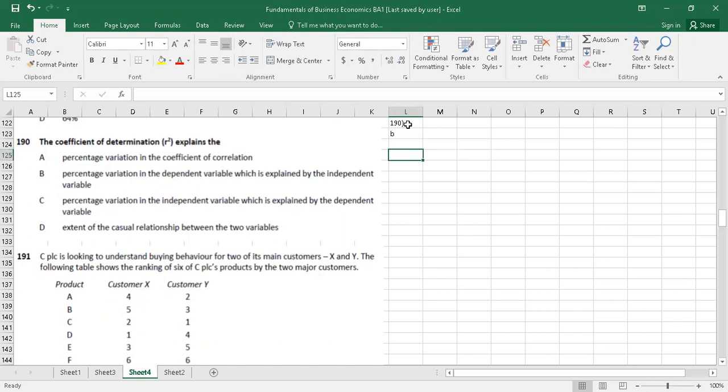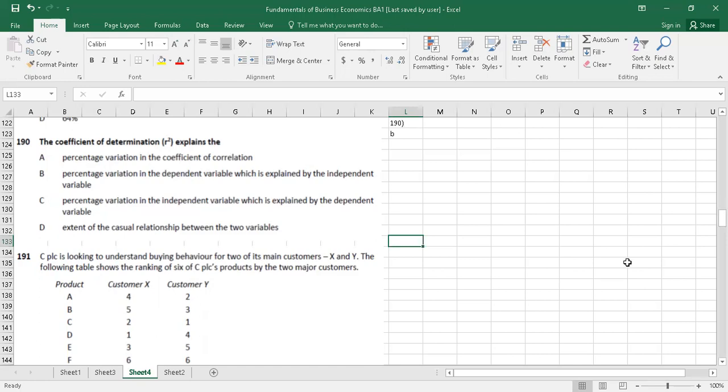It is not about independent percentage variation. The independent variable is independent; it is not dependent on the other variable, so it doesn't get affected. But the dependent variable does get affected by the changes in the independent variable. Therefore, B is the right answer, not C.